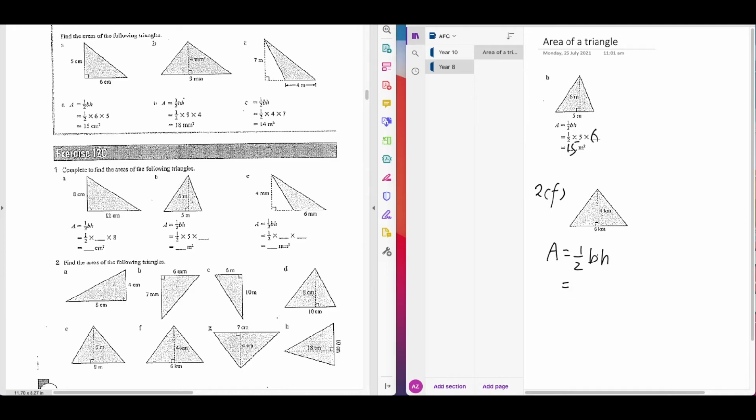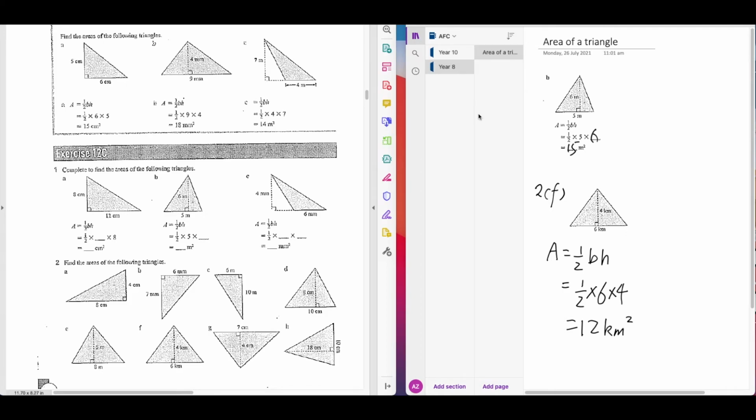Because remember, the base needs to be a side of the triangle. 4 is not a side of the triangle. This 4 is actually inside the triangle, so it's definitely not a side. So that's equal to half times 6. And what should the height be? Now the height is the line that forms a 90-degree angle with the base. So in this case, it's 4. And you have 12. Now make sure to write the units, so km squared.